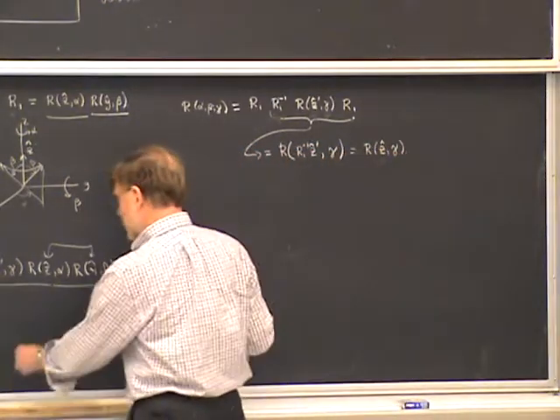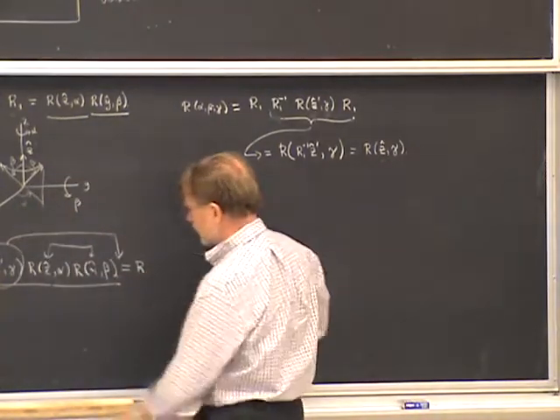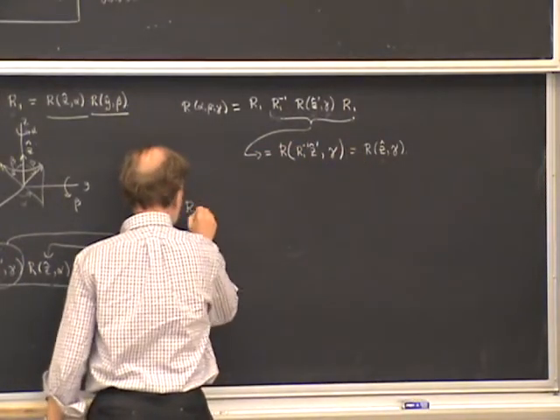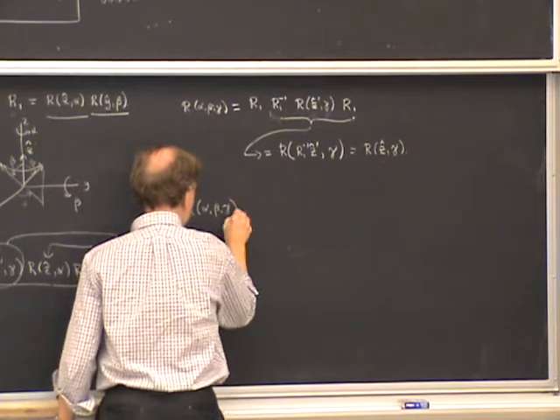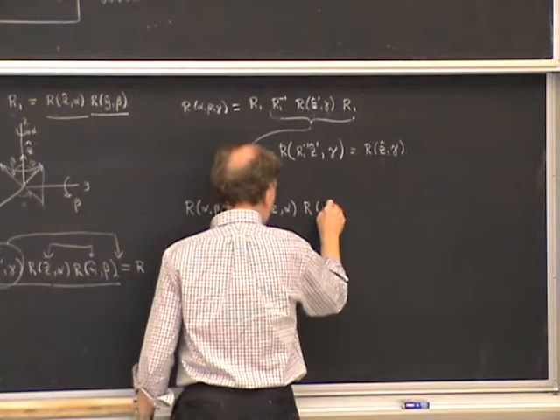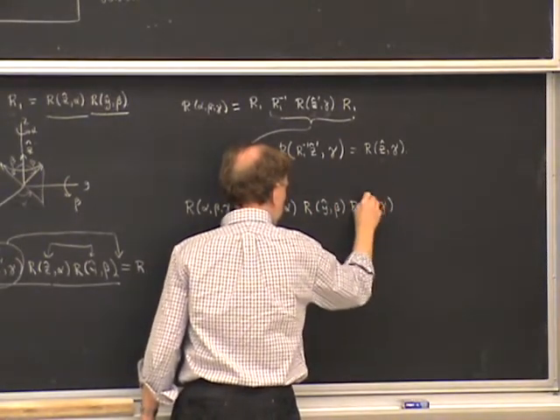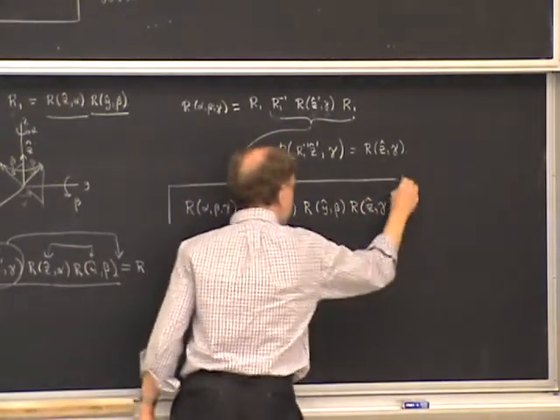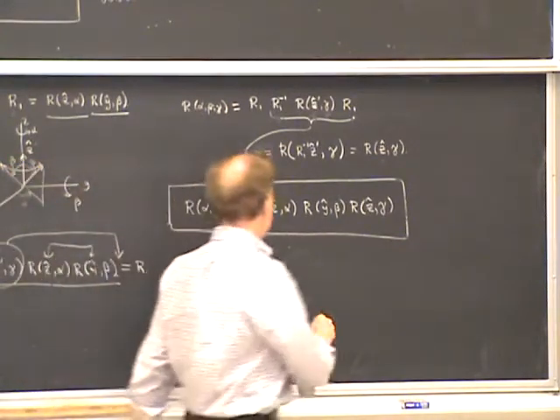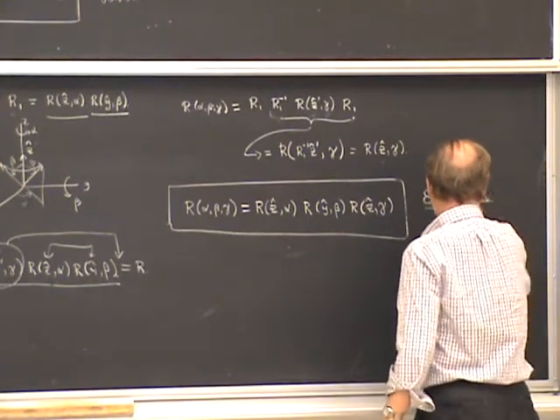And so the final result is, in effect, I've taken this thing here, moved it over to the other side, and in so doing, you drop the prime. And so the result is that R of alpha, beta, gamma is equal to R of z hat, comma alpha, R of y hat, comma beta, times R of z hat, comma gamma. The product of three rotations that look like this. And that's the Euler angle parameterization. This is the most convenient form for the Euler angle parameterization of the rotation matrices.